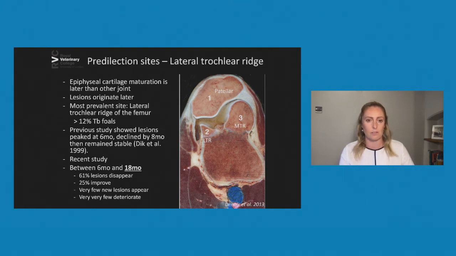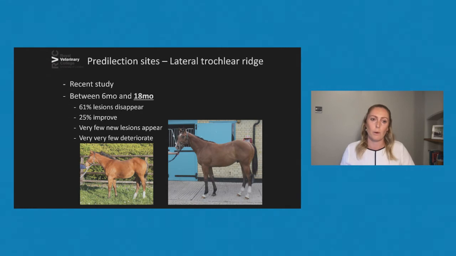We mentioned spontaneous regression or resolution of these lesions at various times in different joints. In a previous study, lesion appearance was thought to peak at about 6 months, and then by 8 months old, some would have resolved and others would become stable and not change. However, in a more recent study by Duncan et al., the window for this lesion resolution was found to be slightly longer. By 18 months old, 61% of lesions were found to resolve, 25% improved, and very few new lesions developed between 6 and 18 months.